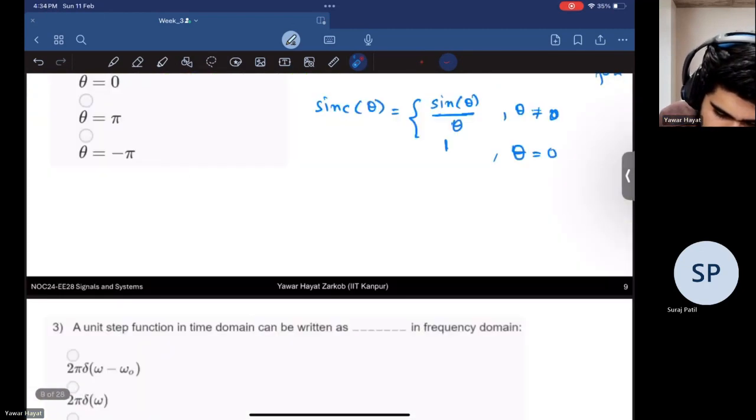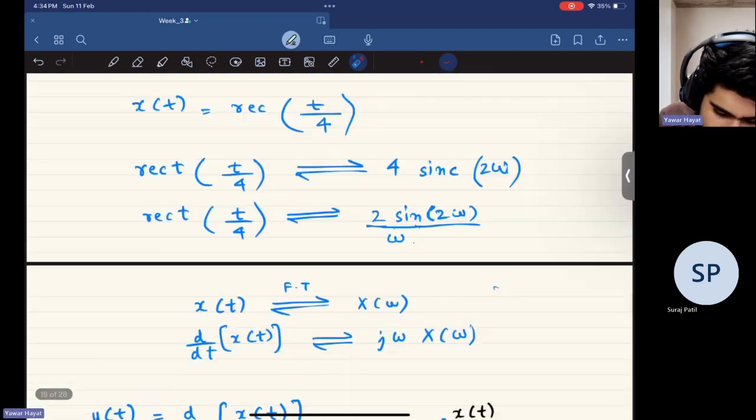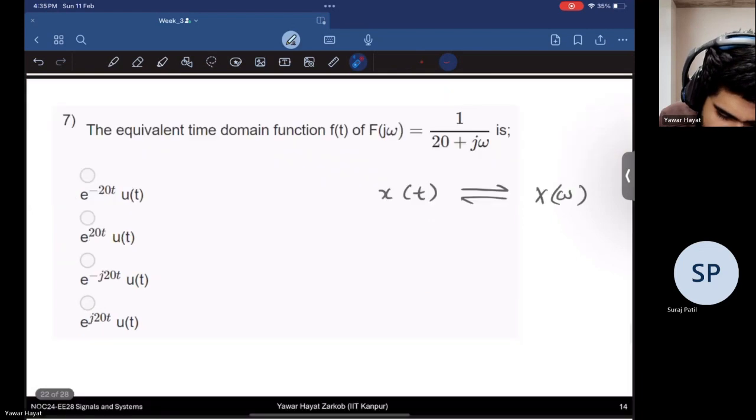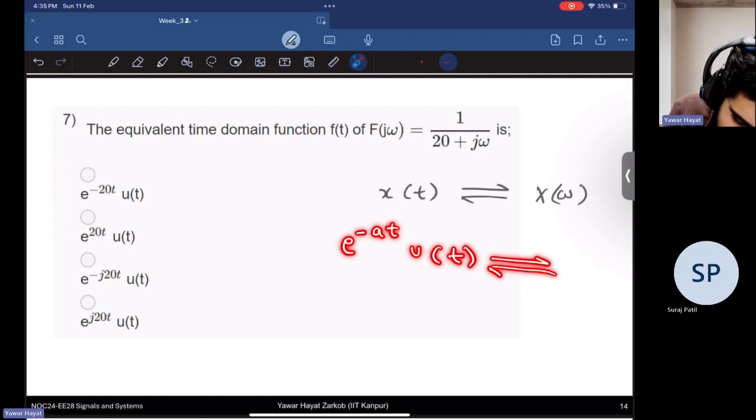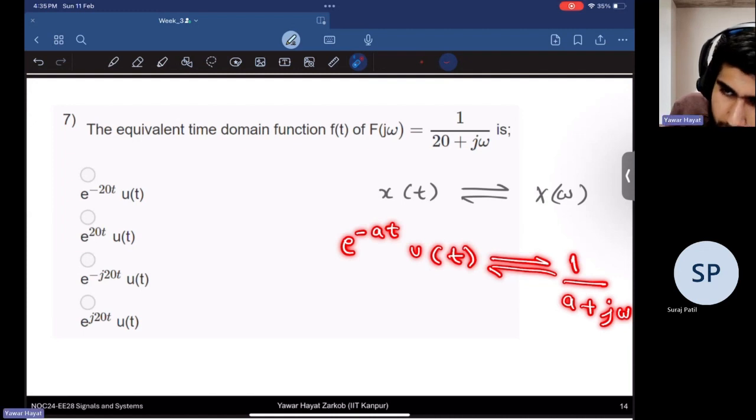But it is expected that you should know this result: the Fourier transform of e to the power minus at u of t is 1 by a plus j omega. Okay, so what should be the correct answer? I hope this is clear.